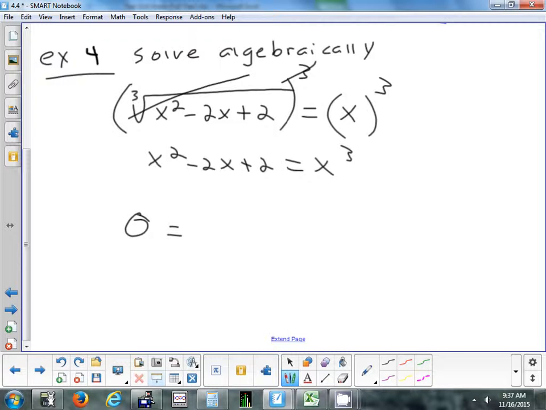Just because I like the highest term to be positive. You'll see why in a second. x cubed minus x squared plus 2x minus 2. If you want to do it the other way, go for it. That's fine.